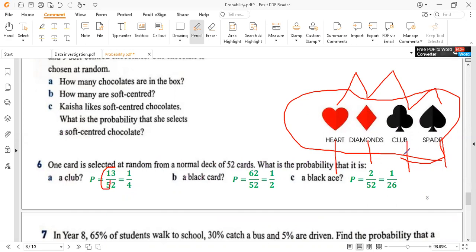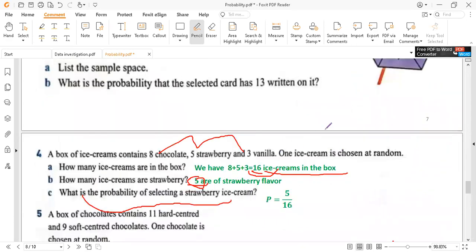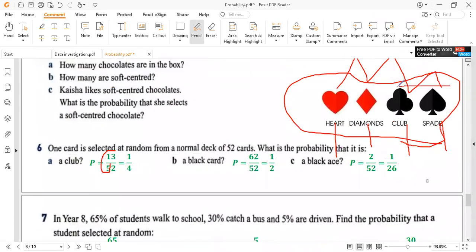A black card. We have these two: the club and the spade are black cards. So we have 26 from 52, and 26 from 52 is equal to 1/2.